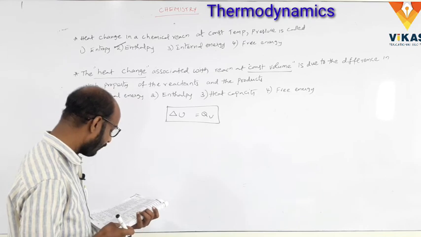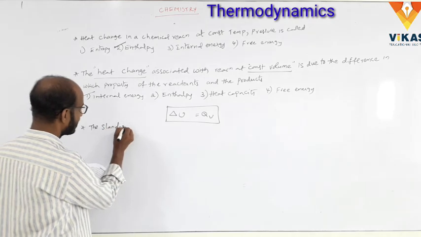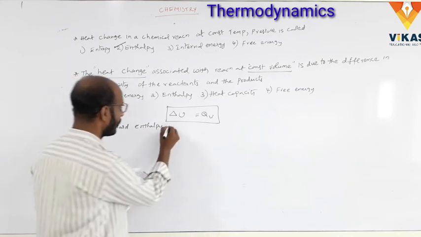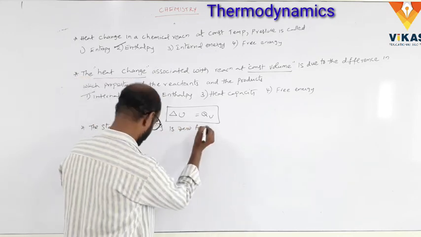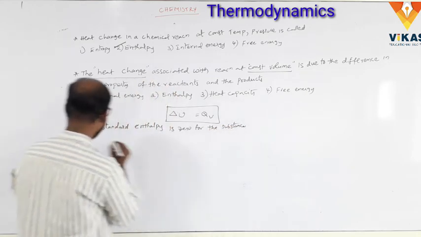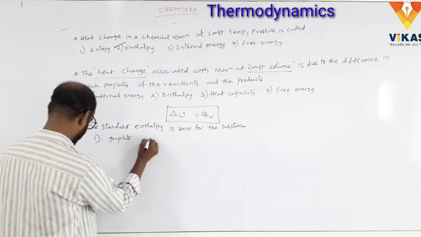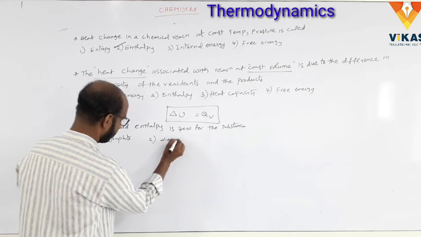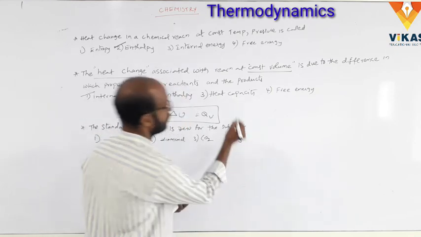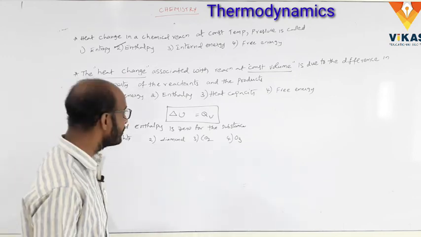Next one, the standard enthalpy is 0 for the substance. Number 1, graphite. Number 2, diamond. Number 3, carbon dioxide. Number 4, ozone. Okay, the standard enthalpy is 0 for the substance.